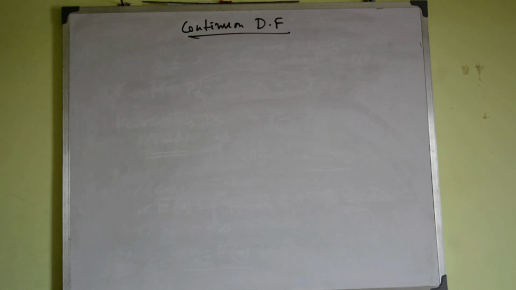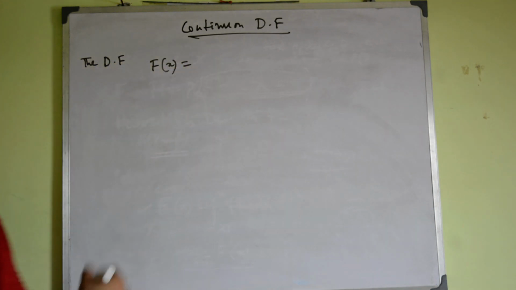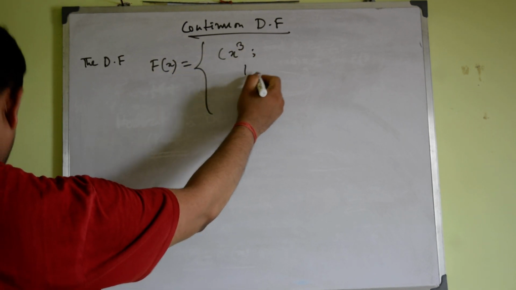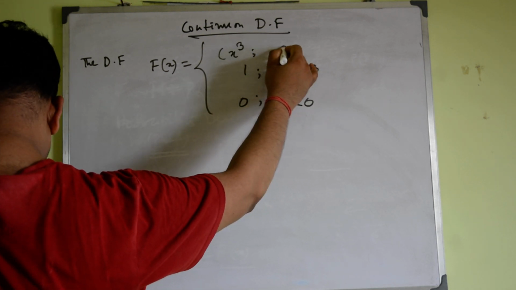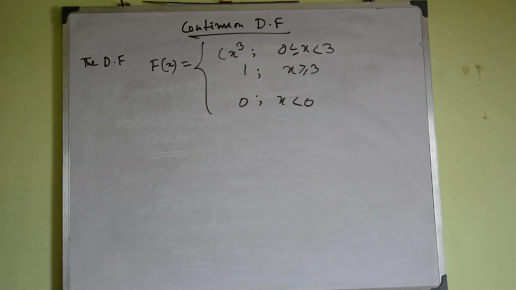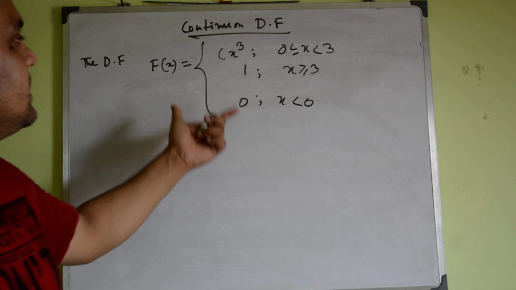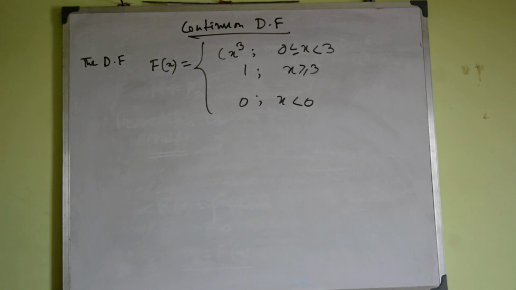Let's solve an example. Let's suppose the distribution function F(x) is given here: c x cube for 0 less than x less than 3, the value is 1 for x greater than or equal to 3, and the value is 0 for x less than 0. So from this it is very clear that this is a continuous type of distribution. Why is it continuous? Because the distribution function is defined within an interval.